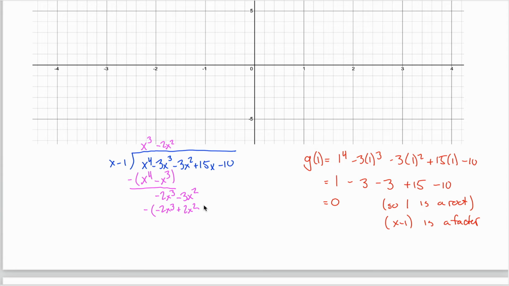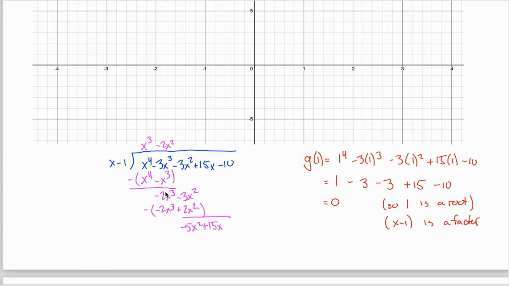And when I subtract that product from the line above, my leftmost column will go away. Again, I'll have to be careful in the subtraction over here. Negative 3 minus 2 more leaves me with negative 5x squared. And then I bring down this 15x and repeat again.